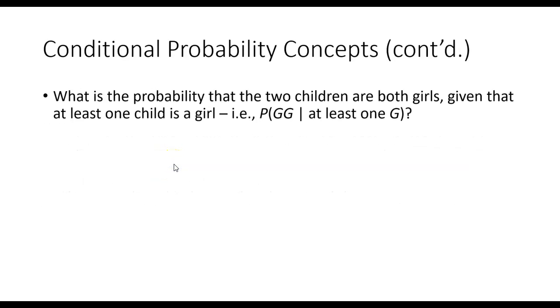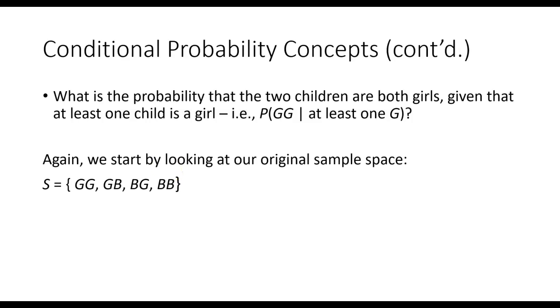Now, suppose we change the problem just a little bit. What is the probability that the 2 children are both girls, given that at least one child is a girl? In other words, using probability notation, we want P of GG, and then the vertical line means given that. So I would read that as P of GG, given that we have at least one girl.